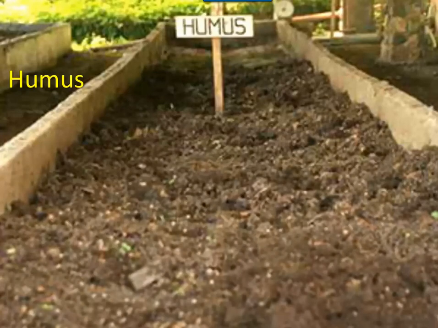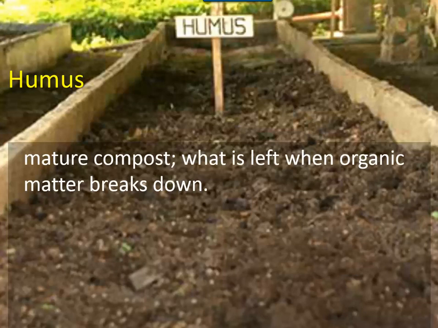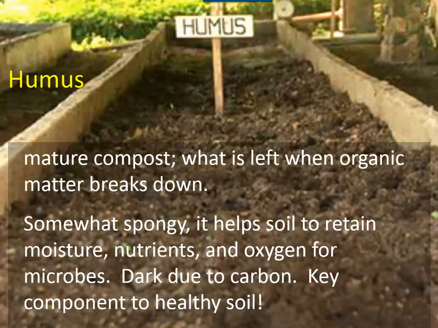And that humus we talked about is mature compost, what is left when organic matter breaks down. And it's somewhat spongy. It helps soil to retain moisture, nutrients, and oxygen from microbes. And it's dark due to the carbon content. And it is a really key component to healthy soil. We'll learn that one of the best things you can do to improve the fertility of your soil is to add organic matter.